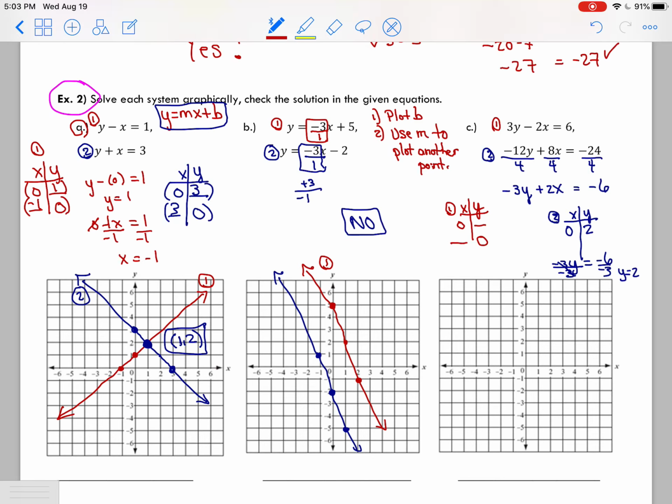So if x is 0 here, we can see this is going to be 3y equals 6, and 6 divided by 3 is 2, right? And vice versa, if y is 0, we're going to have negative 2x equals 6, and when we divide by negative 2 on both sides, we're going to have a negative 3 here. Okay, so I have these coordinates here.